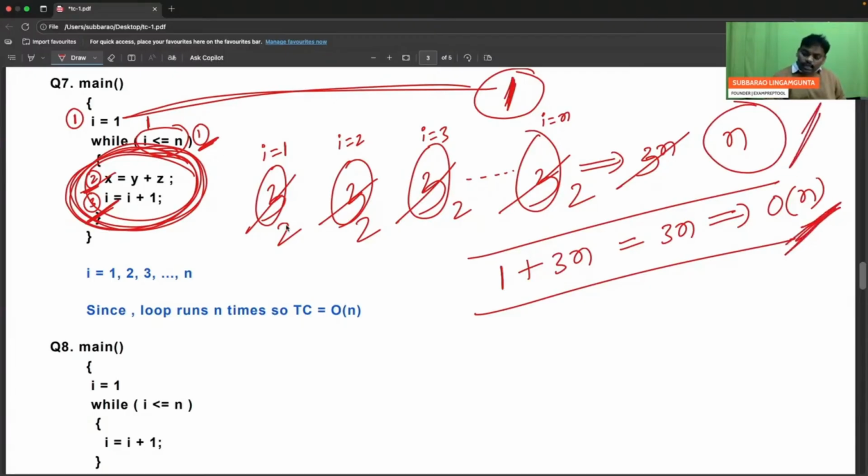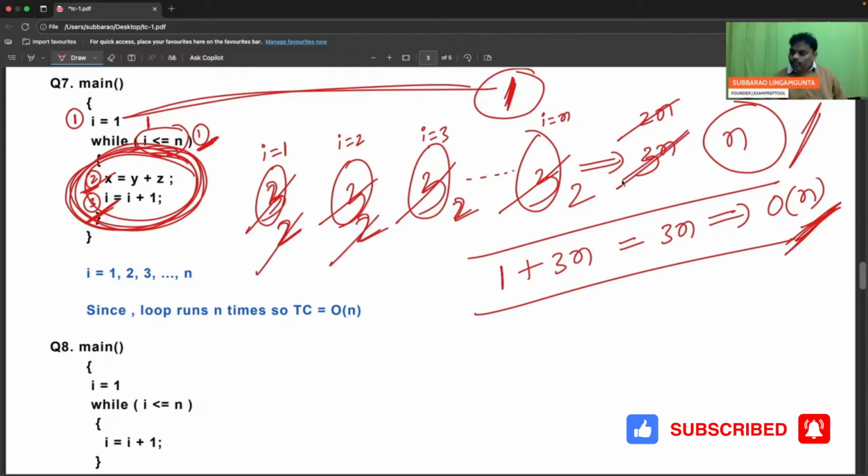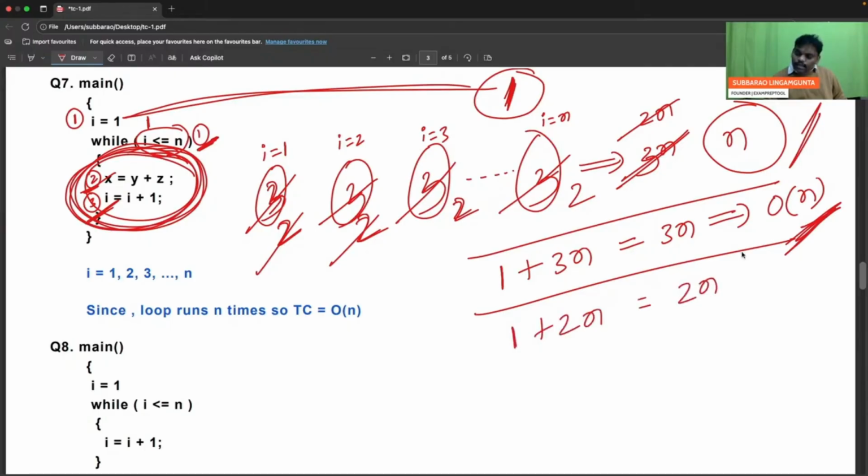If anyone says, sir, every time 2, like that n times, 2n is also correct. Sir, every time 3, including this also, so it is 3n. Finally, 1 plus 3n is 3n, the bigger one. 3 is a constant, order of n. Suppose if you take 1 plus 2n, the bigger one is 2n. 2 is a constant, you can write big O of n, that is also correct.